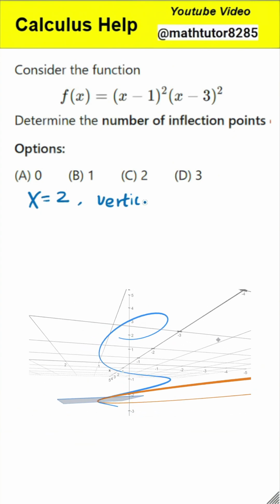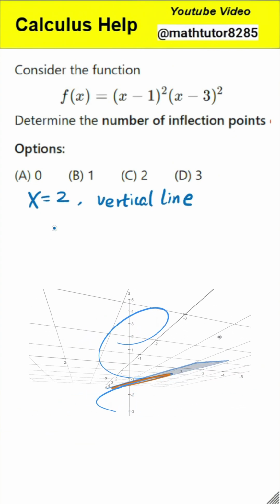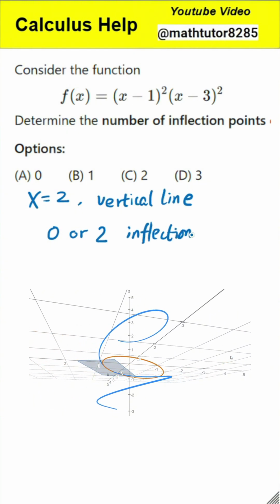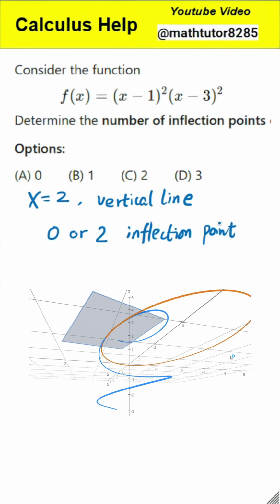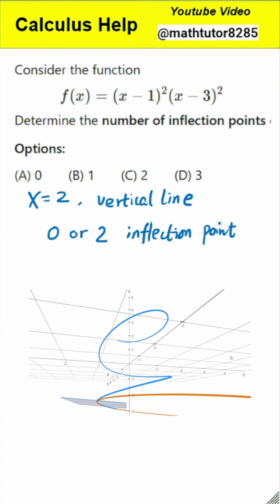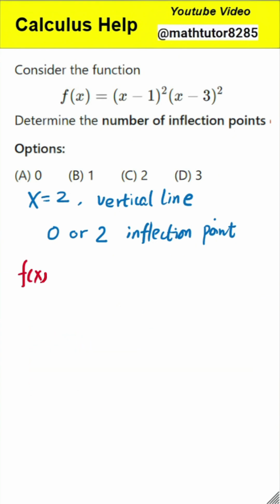This function is symmetric with respect to the vertical line x equals 2. That means if there's any inflection point on the left of x equals 2, there must be another on the right. So the total number of inflection points has to be either 0 or 2, never 1 or 3. A common mistake is assuming symmetry guarantees just one inflection point at the center, but that's not true for this kind of curve. Next step is the first derivative analysis.